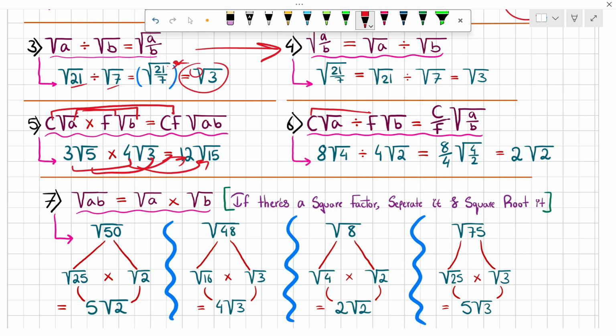For division, you do the same thing. Divide the coefficient by the coefficient, and divide the root by the root. So 8 divided by 4 and root 4 over root 2. Simplify this, 8 over 4 is 2, and 4 over 2 is also 2, so 2 root 2.